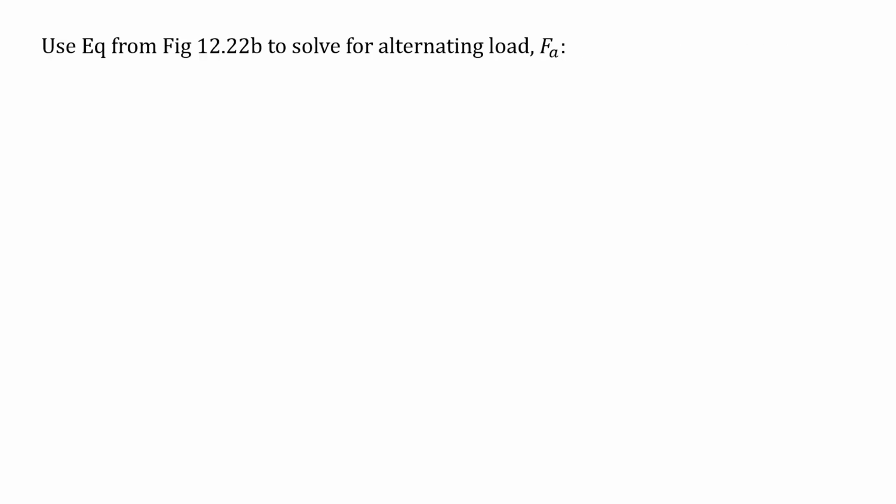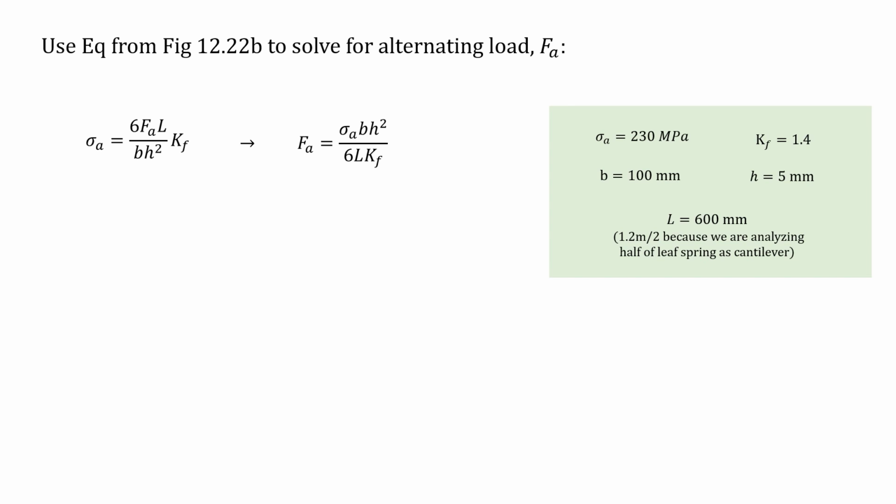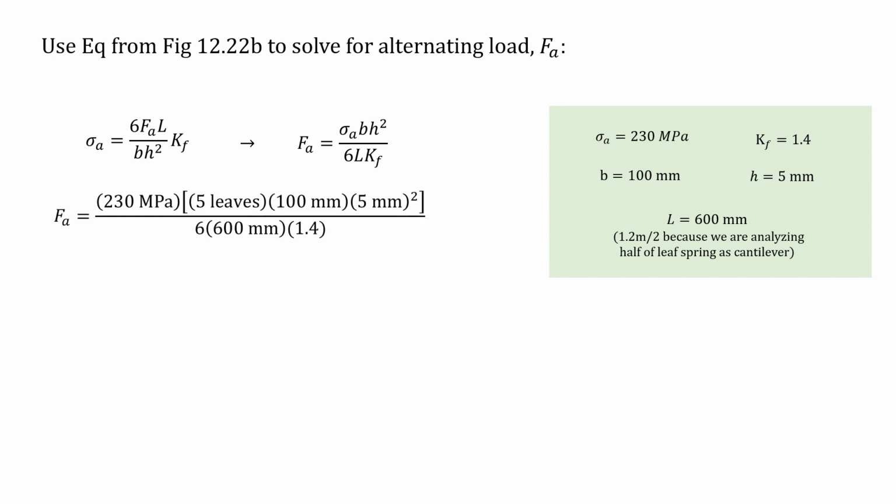So now we can use an equation from figure 12.22b, and we can solve for the alternating load F_a. So obviously we can isolate for our alternating force, and then we have all of the known values that we previously solved for, or the question gives us. We have our alternating stress, we have our stress concentration factor, and then we know the geometry of the cantilever beam. And remember, we were using L equals 600 millimeters because we're using half the spring as the cantilever.